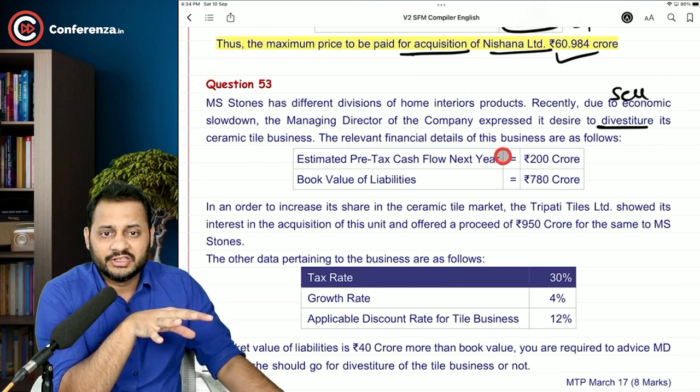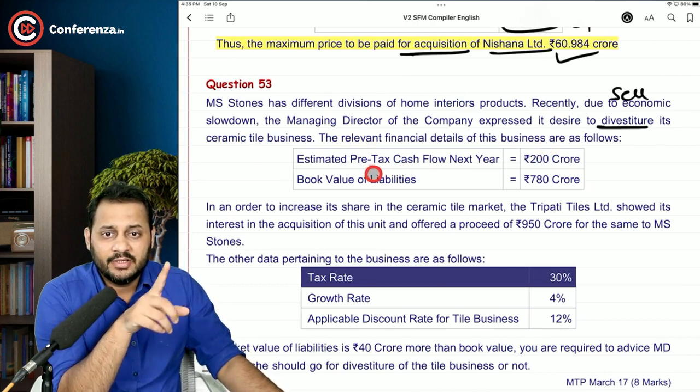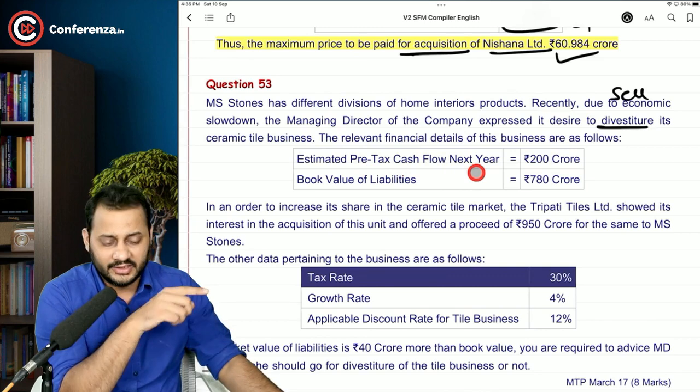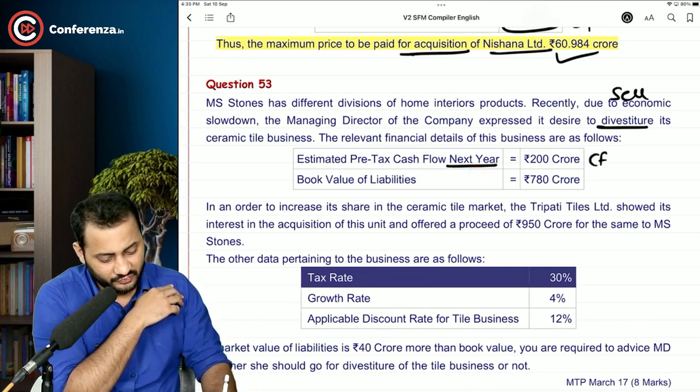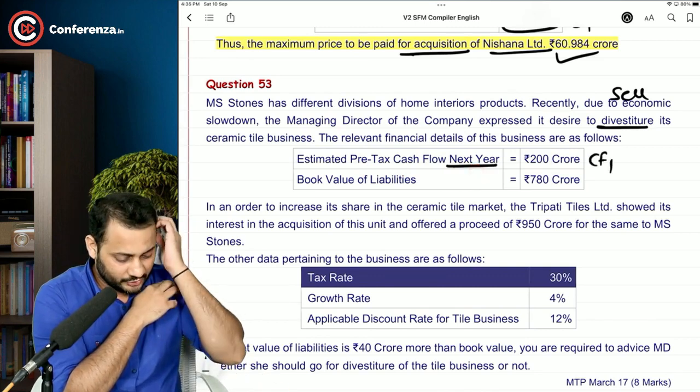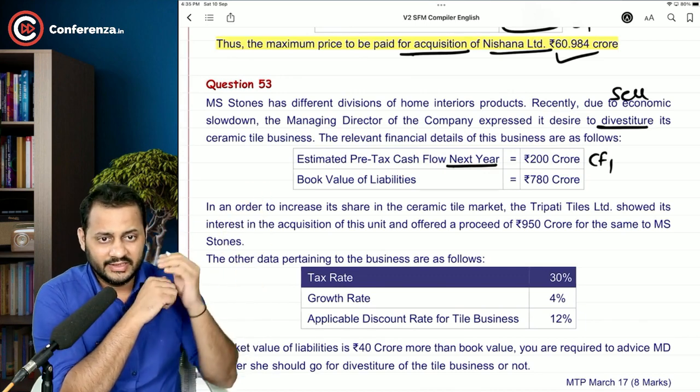The relevant financial details of the business are: estimated pre-tax cash flow for the next year. It is next year, so CF1, and that too pre-tax, 200 crore. Book value of the liability, 780 crore.